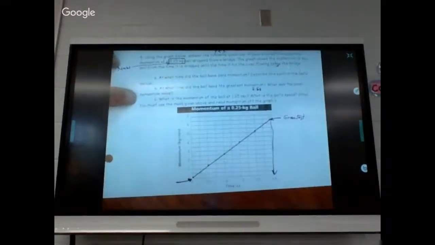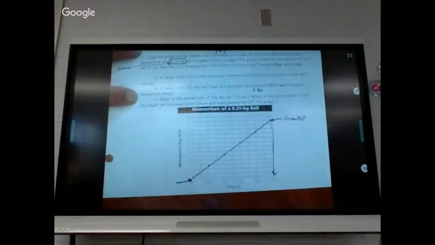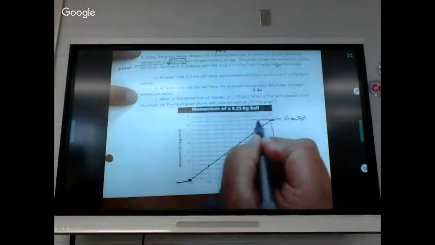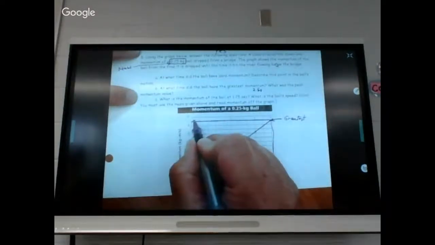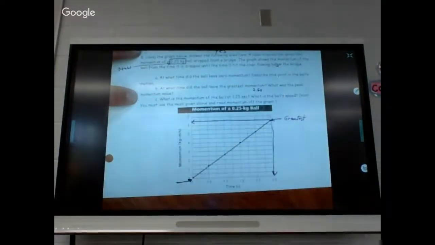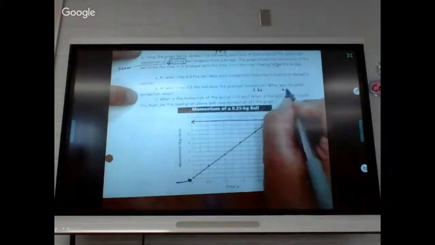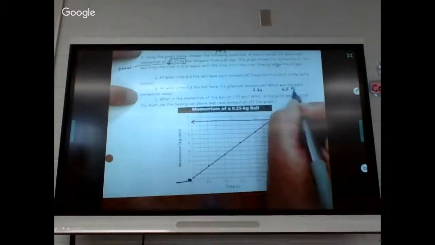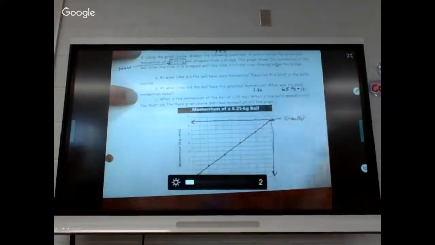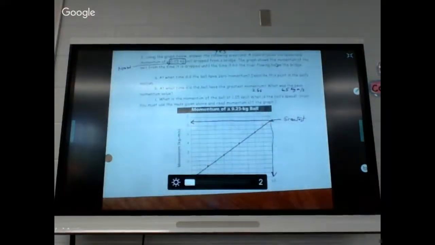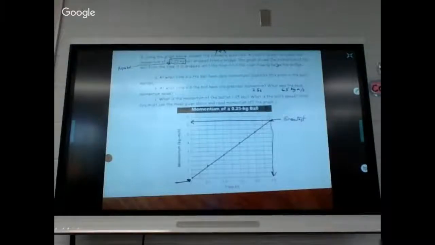What was the peak momentum value? Where would we find the peak momentum value? We would read across this way, right? Yeah. So what's the peak momentum value? 6.5 kilograms meters over seconds. Now, the only thing you might have a hard time calculating is C. A and B are just literally reading the graph.